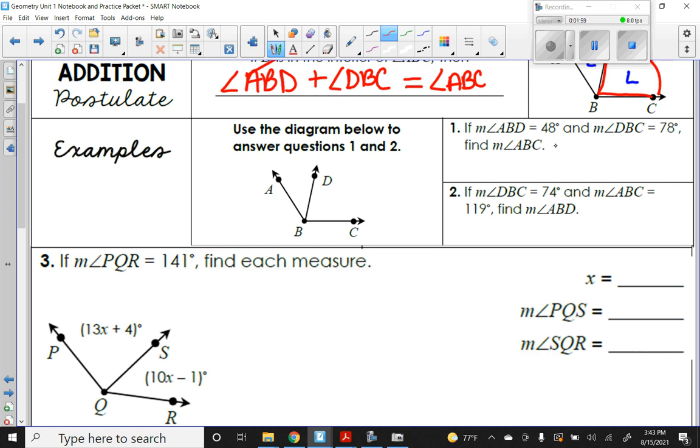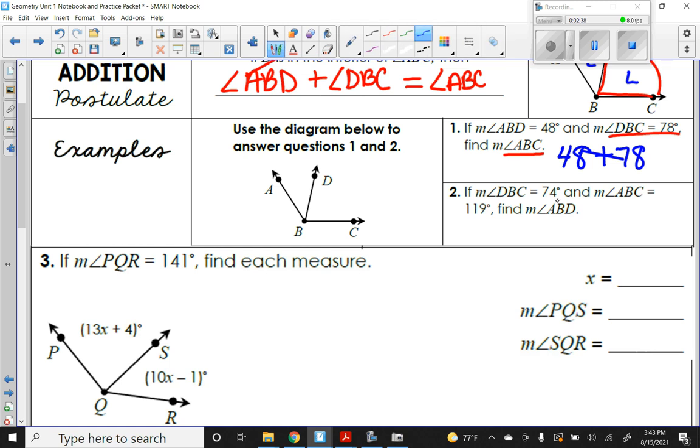So number 1, it says ABD is 48. That opening right here is 48. Then it says DBC is 78. Find the measure of ABC. So ABC is the whole. Simply, if we just did this in our calculator, 48 plus 78, and that would be our answer.